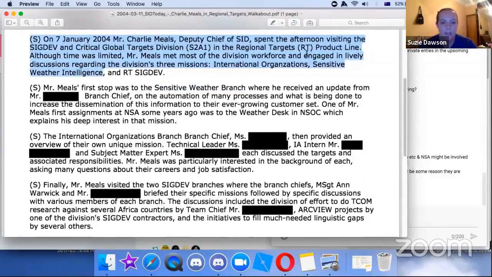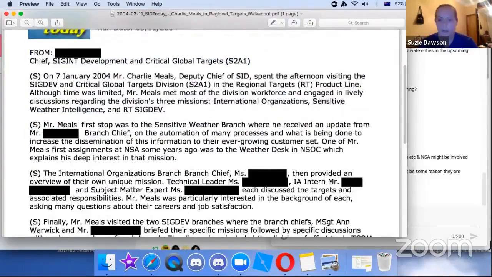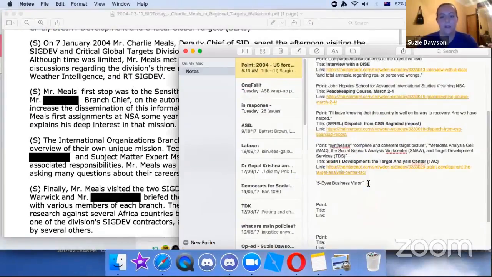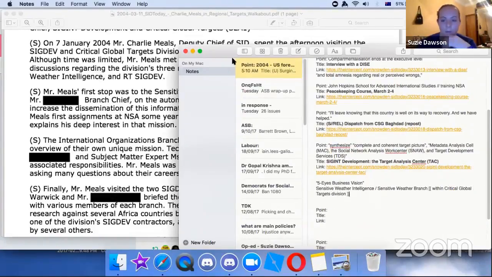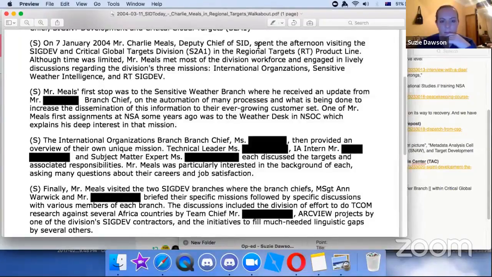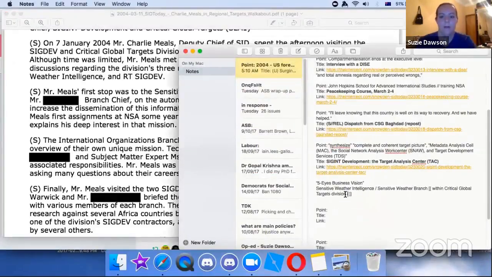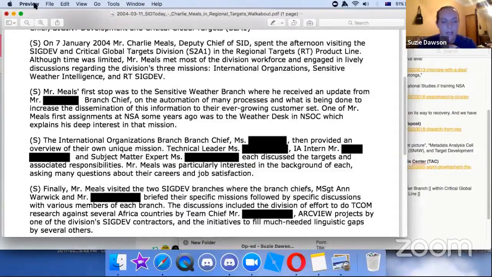Sensitive weather intelligence, sensitive weather branch. I'm gonna add that to my list because that's just strange. Within critical global targets division. In the regional targets product line. Okay, we'll see if we can find anything else out about that.